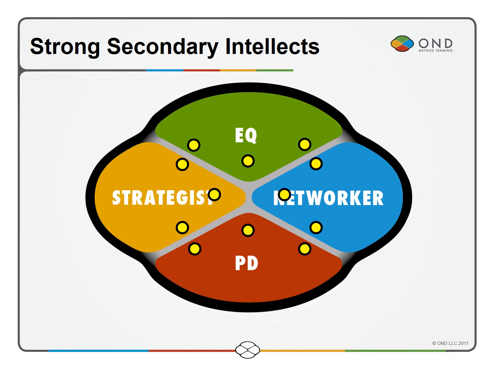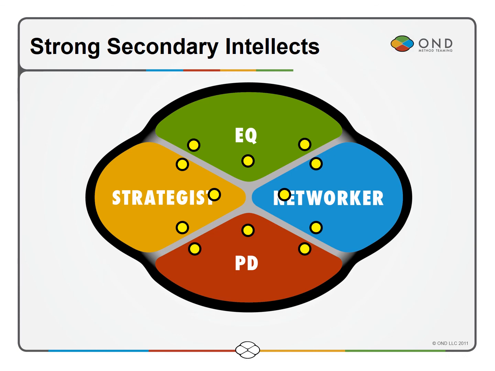Now I want you to pay attention to this because this is how the language works. We call her a PD strategist. We call this woman a strategist PD. Now over here we call this person a networker PD. That's how the language works for all of these dots here on the outer ring.